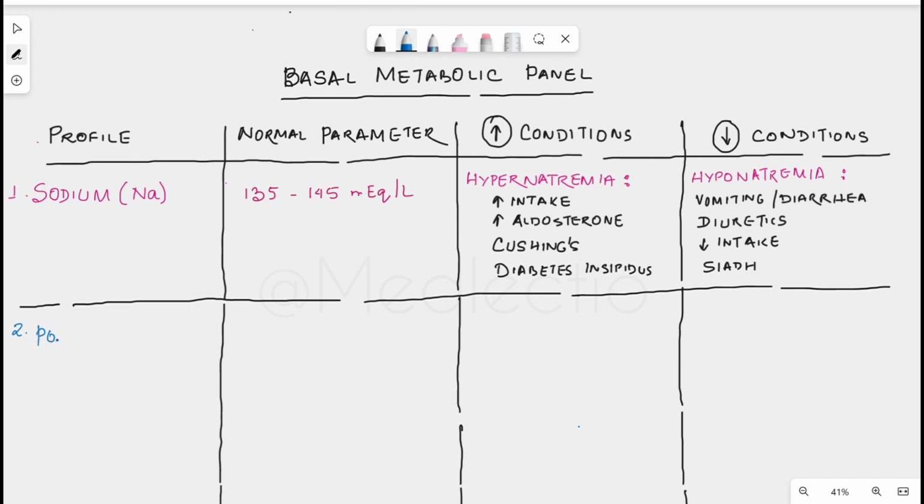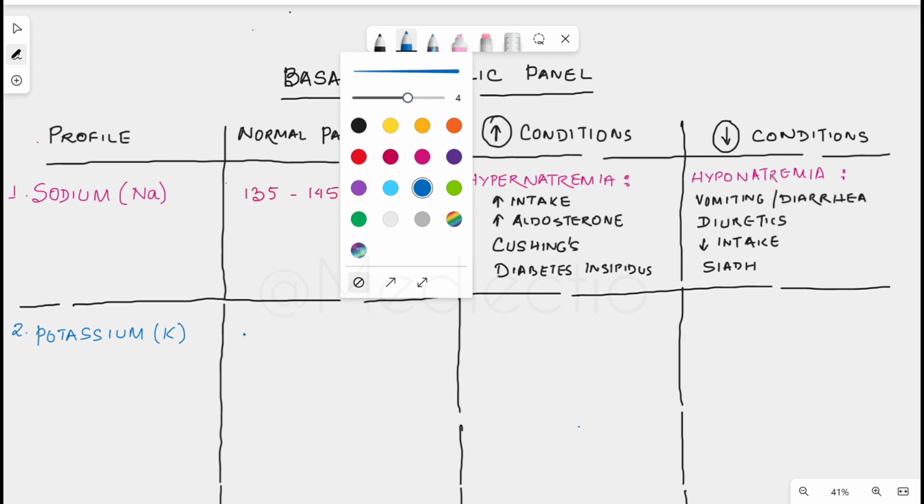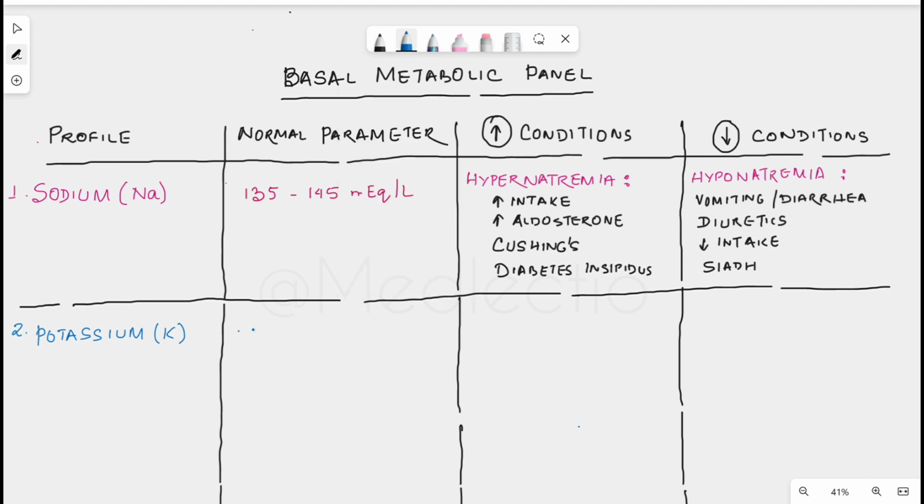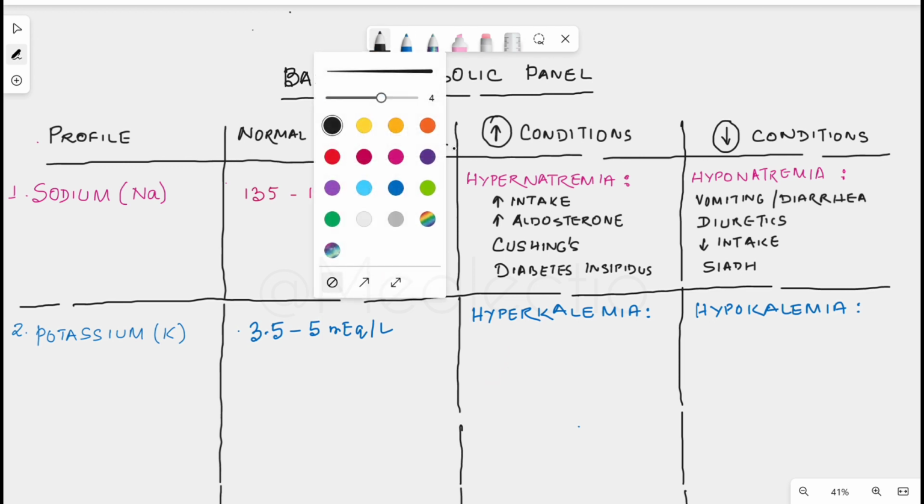So the next one is our potassium. These are the two most important electrolytes in our body and they get disturbed very quickly with lots of things. The normal range of potassium is 3.5 to 5 milliequivalent per liter. Again, hyperkalemia and hypokalemia. In what conditions do we get hyperkalemia?